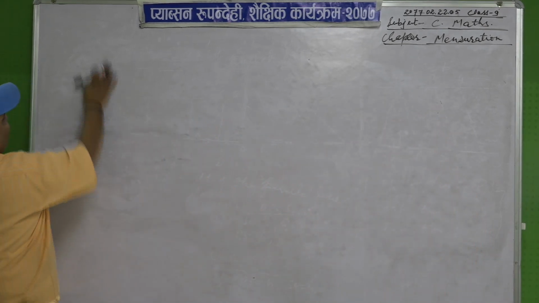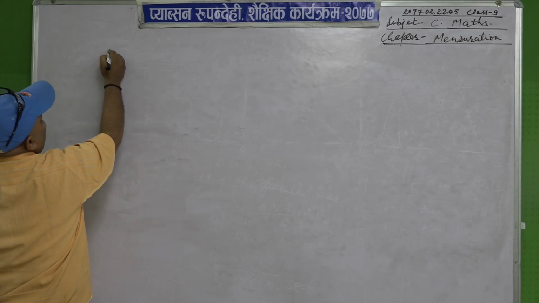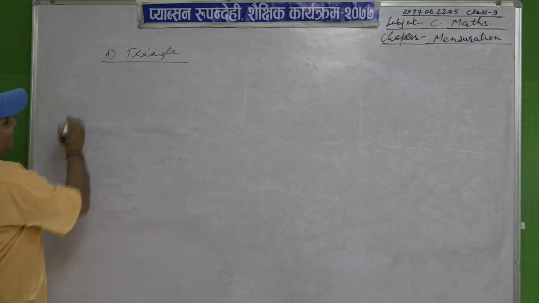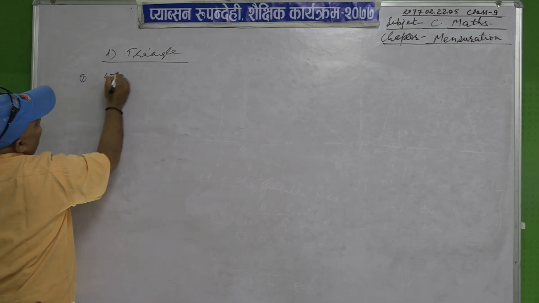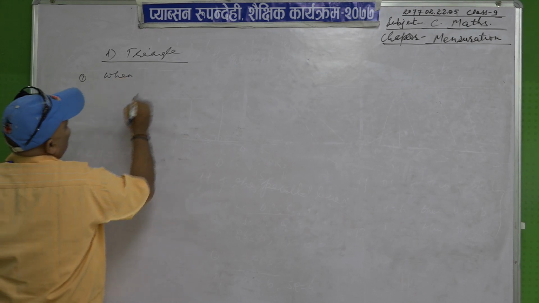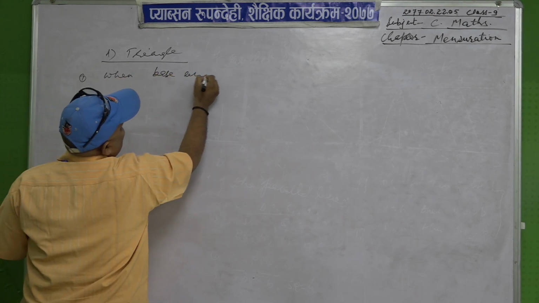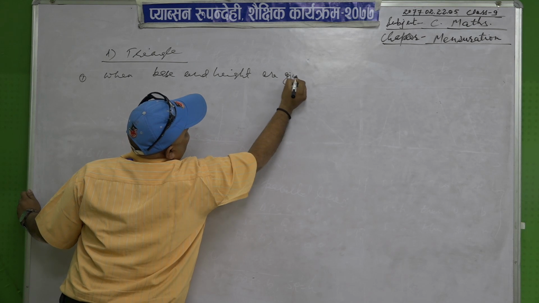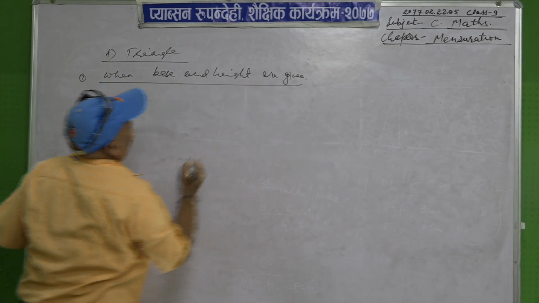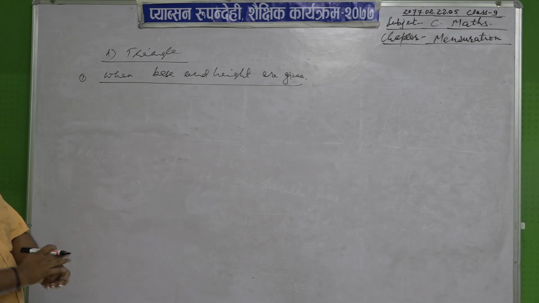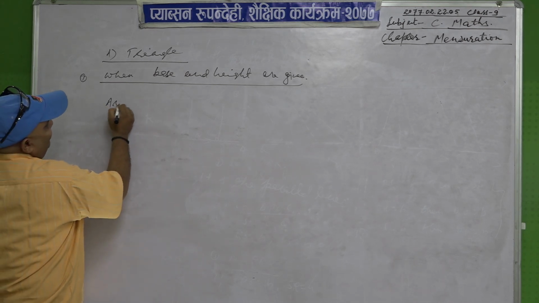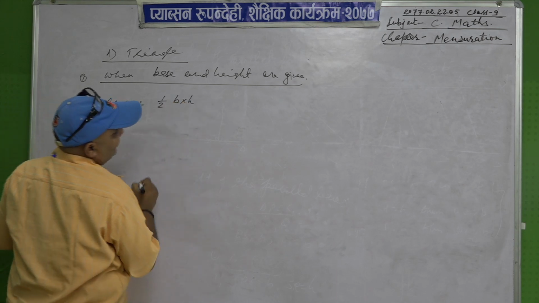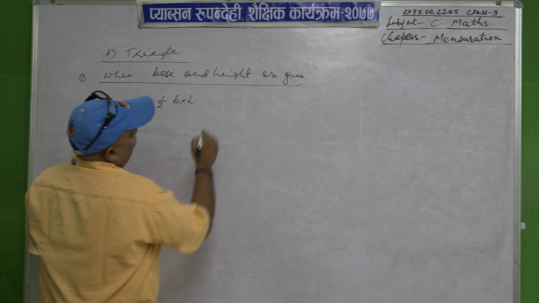Okay, now triangle. 1. When base and height are given. How to find out the area of a triangle when base and height are given? Area is equal to 1 by 2 base into height. B for base, H for height.